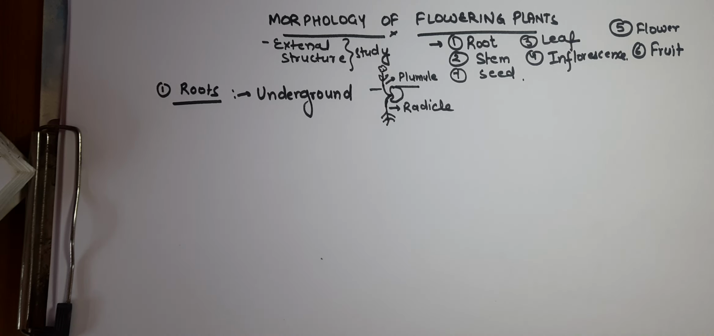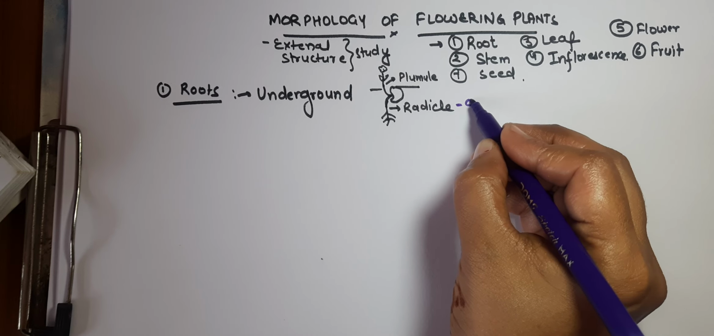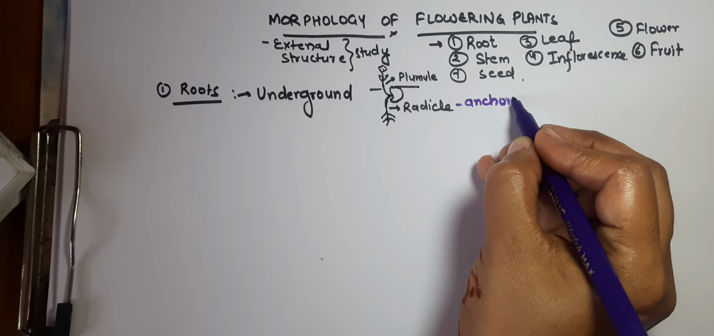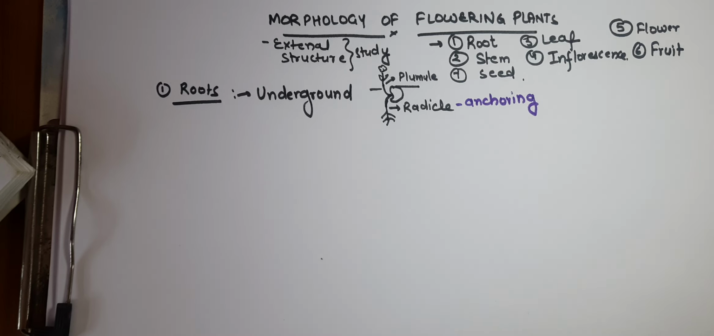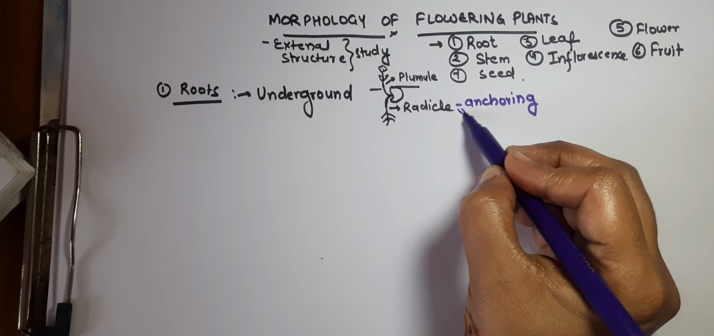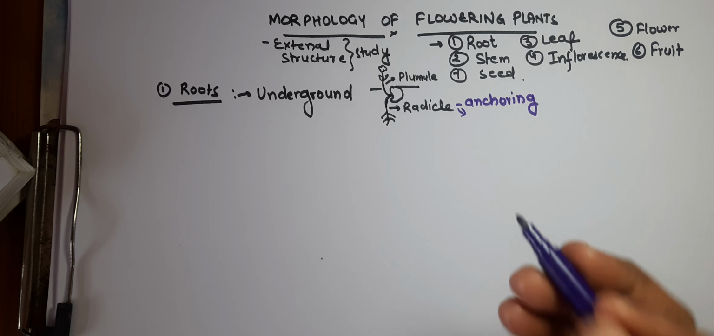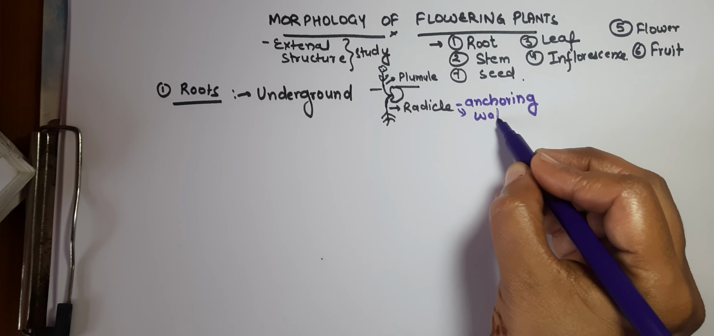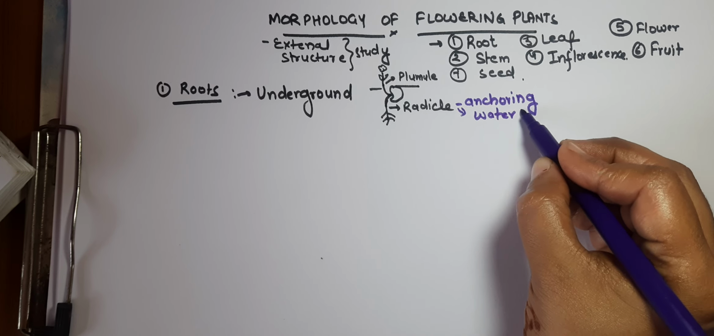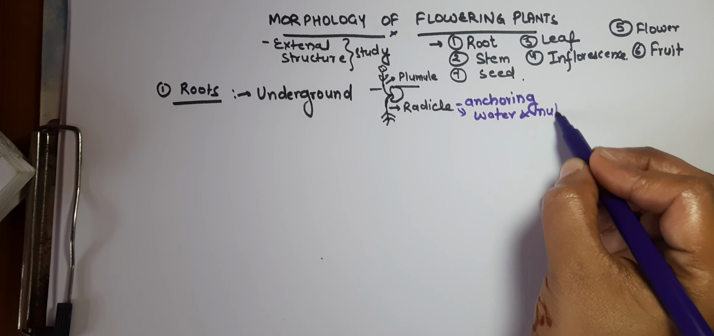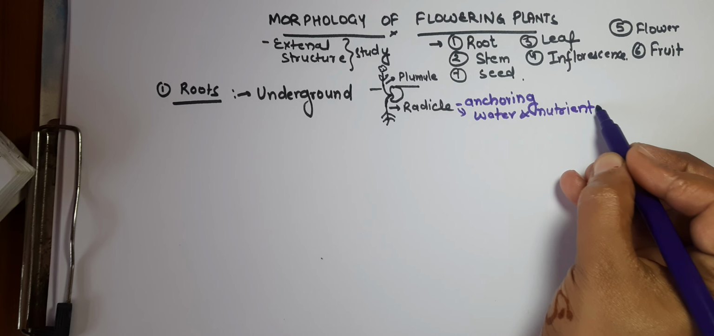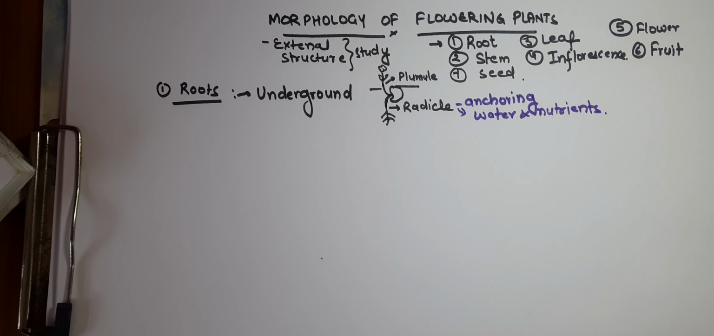And what is the role of the underground portion of the plant, that is the root? It will help in anchoring. Anchoring means keeping the plant firm in the soil. Besides that, the soil is the most abundant source of water as well as nutrients. So the roots will also help in the absorption of water and nutrients from the soil for the growth of the plant.